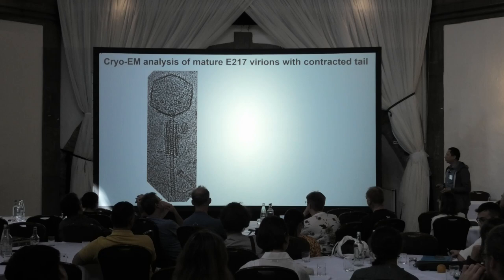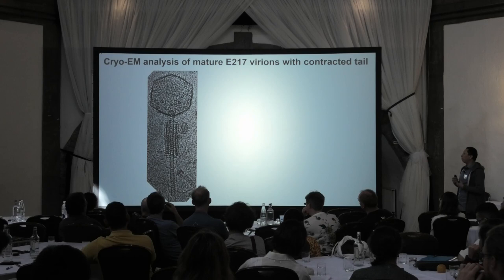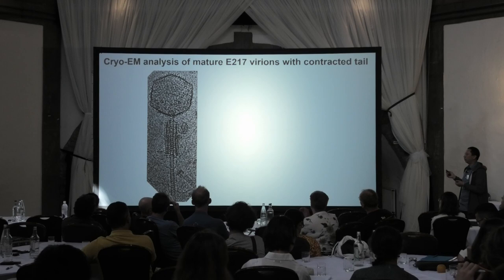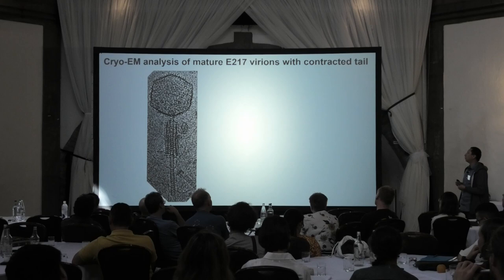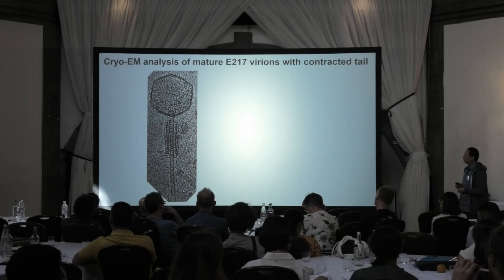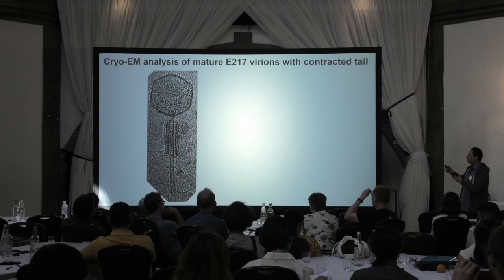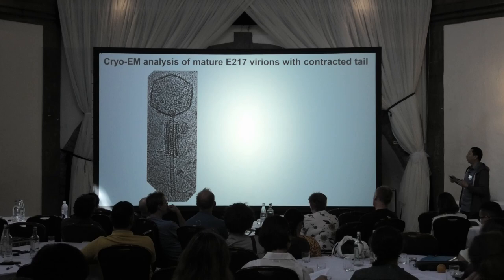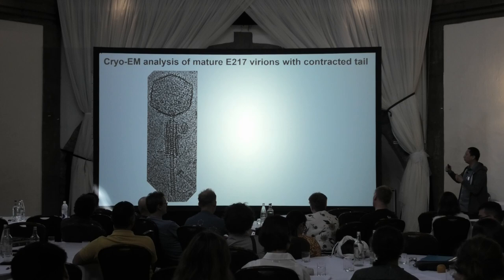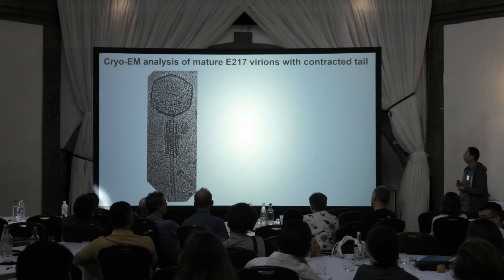So this is contracted E217. We adapted the contraction method from our home lab. Momo introduced the alkaline buffer and incubated for several hours. Then it induces the contraction of the tail. The quality of the sample is worse than the native form because it gets a lot of DNA and background proteins. It's also more fragile, so we found many headless, contracted tails in the sample.